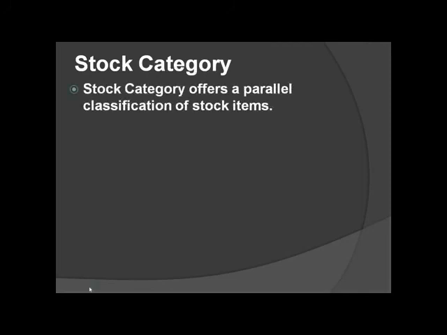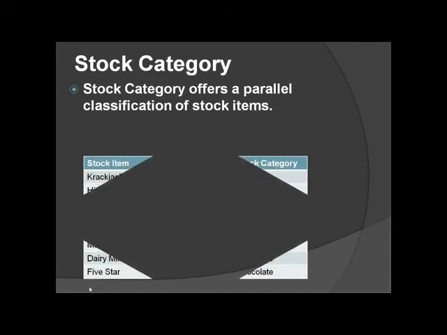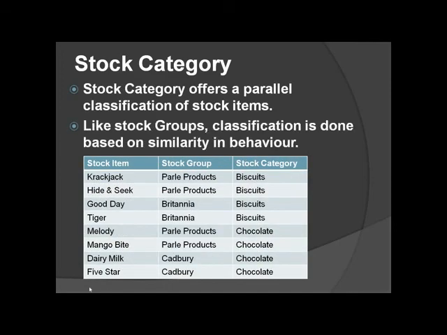Stock category offers a parallel classification of stock items. Like stock groups, classification is done based on similarity in behavior. It is used to group stock items of similar features belonging to different stock groups. As shown in the table, stock groups are used to group stock items company-wise. In a similar way, stock category can also be used to group the products based on the product type.